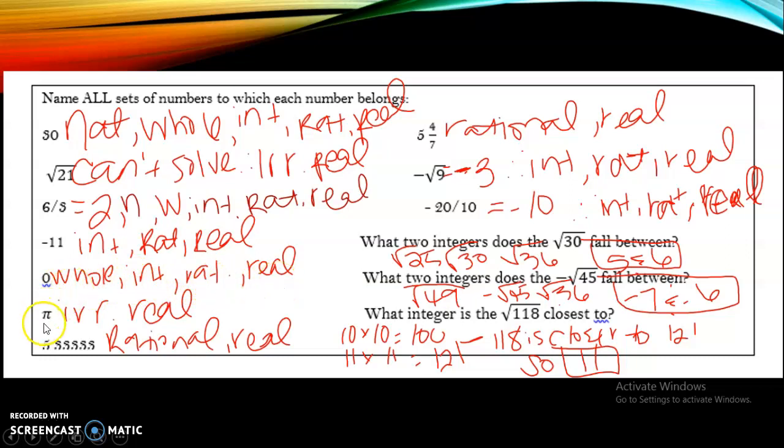And then there's pi. We've been talking about pi. It's irrational, never ends, never repeats. And then it's also real. So everything in here is going to be real. And there's a decimal here, you just can't see it, but it's 5.333 repeating. Well, since it's repeating, it's going to be rational, and underneath rational is real. 5 4/7. Well, it's a fraction, but it's rational. And then underneath rational is real.